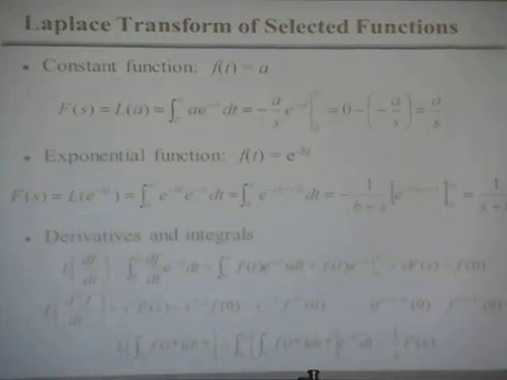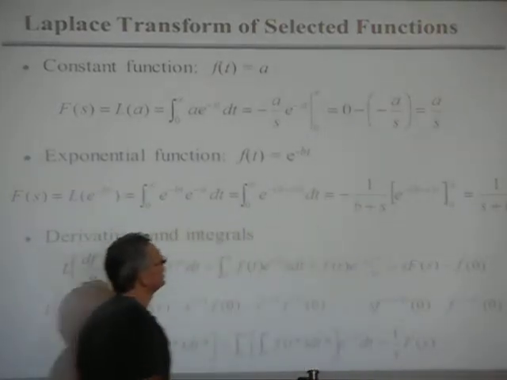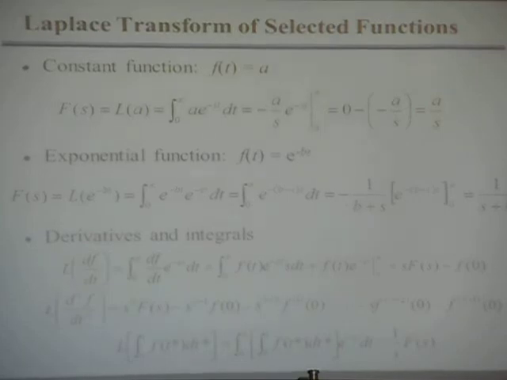Okay. Now you have to evaluate this answer from lower limit of 0 and upper limit of infinity. So you can see the upper limit, e to the minus infinity is 0. That's where you get this. And then you get minus, evaluate the thing at the lower limit, e to the 0 is 1. Okay, so you get minus a over s, two minus signs, a over s. Okay. So constant in the time domain looks like constant over s in the Laplace domain. Right? What if you have an exponential?